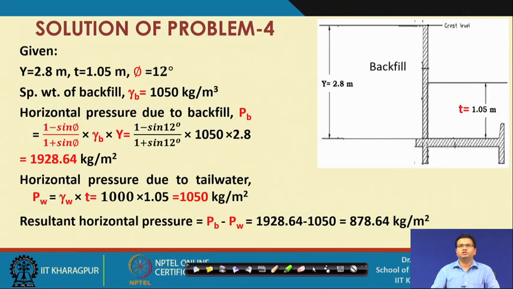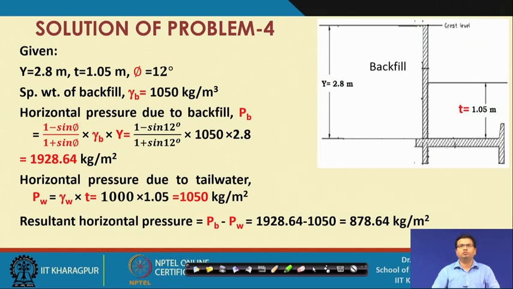So, from this figure you can see y is given as 2.8 meter, that is the height of the backfill, t is the tailwater depth, that equal to 1.05 meter, phi is given as 12 degree, that is the angle of internal friction of this backfill material, and the specific weight of backfill is given as gamma b, that equal to 1050 kg per meter cube. So, similarly we can calculate what is our horizontal pressure due to backfill.